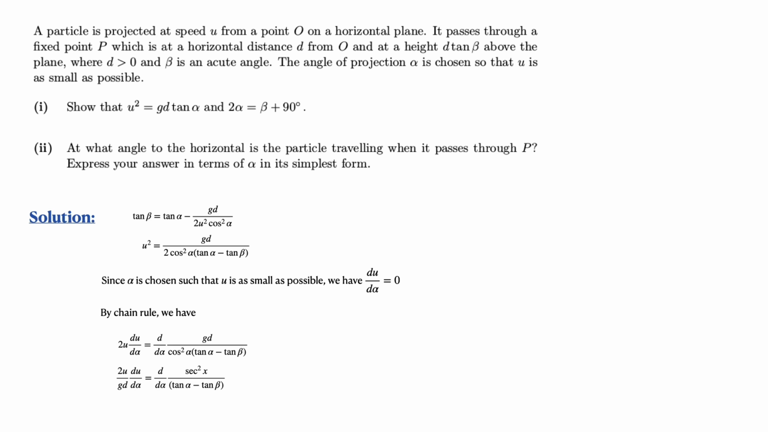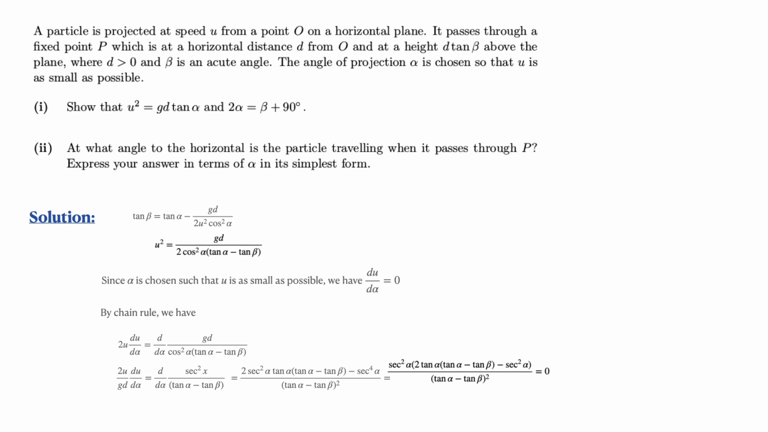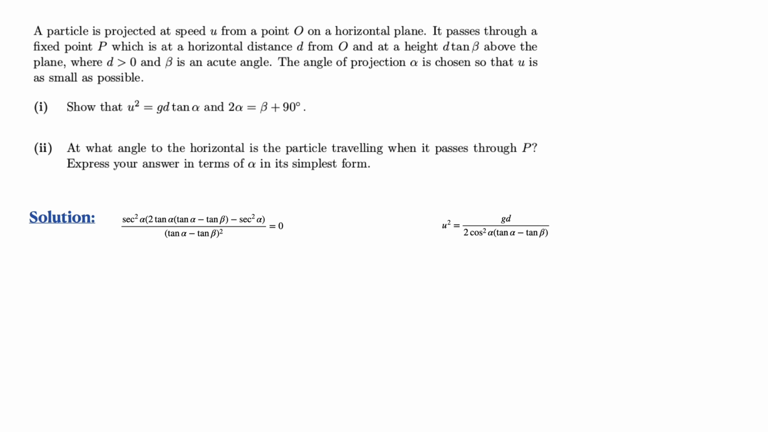We simplify this expression by making sec squared alpha the numerator to make life easier for the quotient rule. Using the quotient rule and simplifying gives us this expression. Remember that this expression is equal to 0 due to the minimal selection of alpha for u. We can deduce that sec squared alpha is equal to 0 or the latter expression is equal to 0. By definition, sec alpha is the reciprocal of cos alpha, and a reciprocal cannot be 0. So we must have the latter expression being 0.